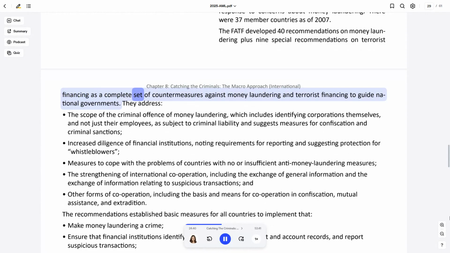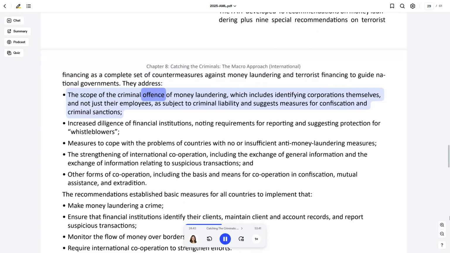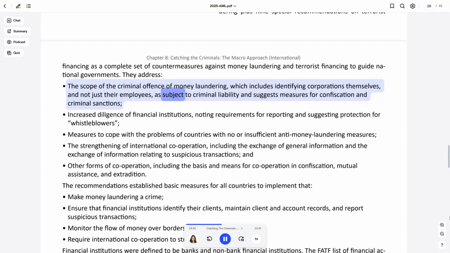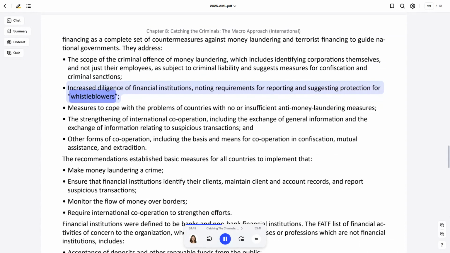Together they form a complete set of countermeasures against money laundering and terrorist financing to guide national governments. They address the scope of the criminal offense of money laundering, which includes identifying corporations themselves, and not just their employees, as subject to criminal liability, and suggests measures for confiscation and criminal sanctions. Increased diligence of financial institutions, noting requirements for reporting and suggesting protection for whistleblowers.